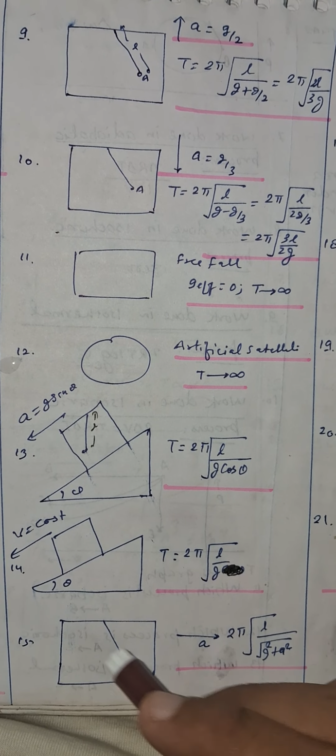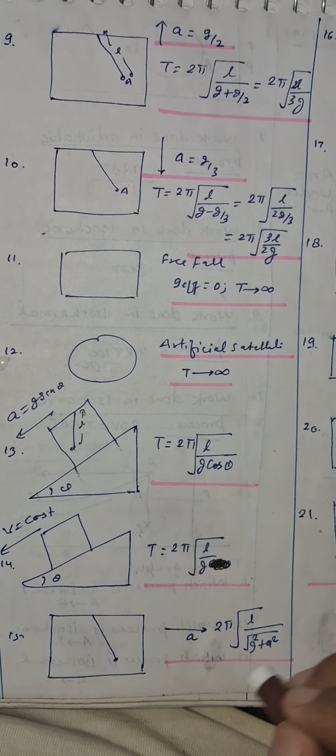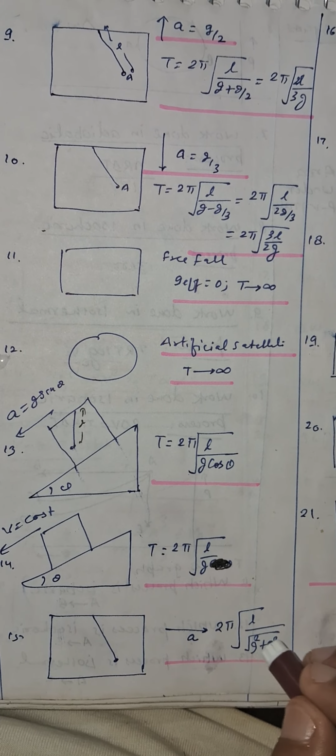Then we have another case in which container is moving to the right with acceleration A. So here we'll use the concept of G effective, which will be root of G square plus A square, in the time period 2 pi root L by G effective.